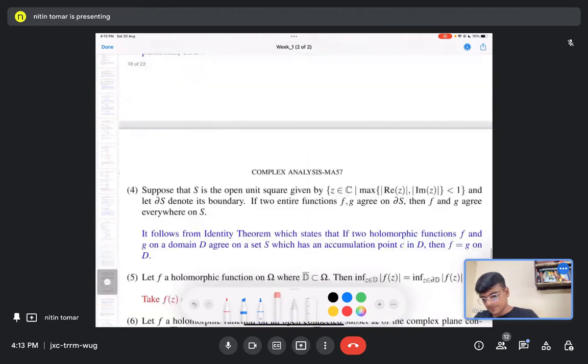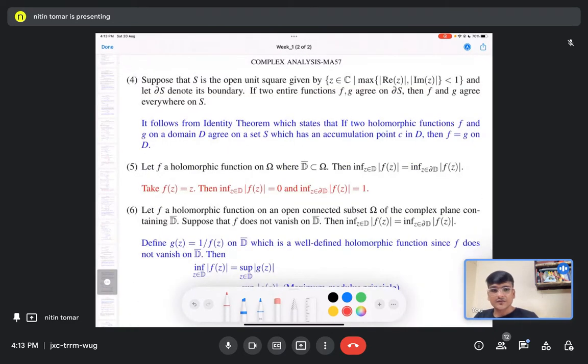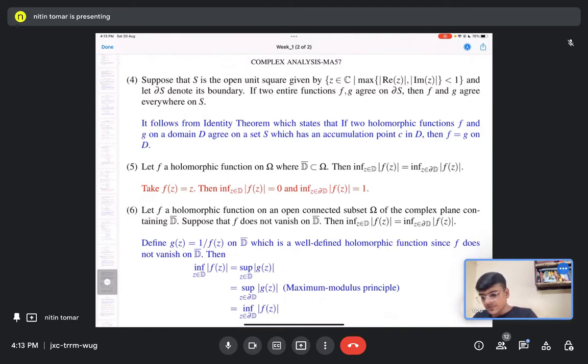Now, again, there is one more question from the identity theorem. Using the identity theorem, we can kill it. Suppose S is the open unit square, with real part of z and imaginary part of z less than or equal to 1, and del S is its boundary. Now, if two entire functions f and g agree on its boundary, then f and g agree everywhere on S.